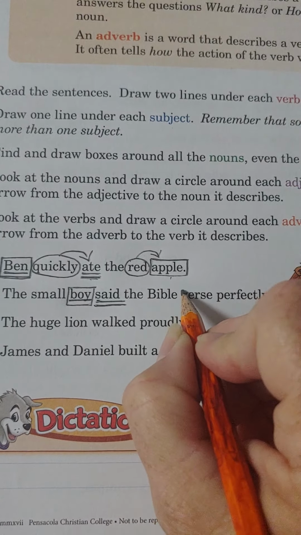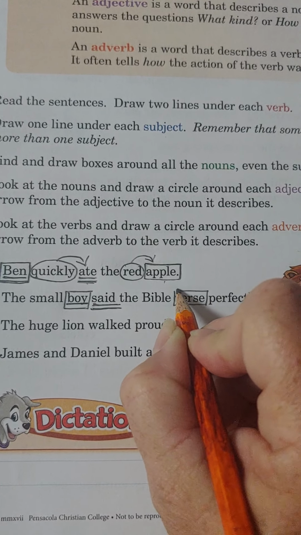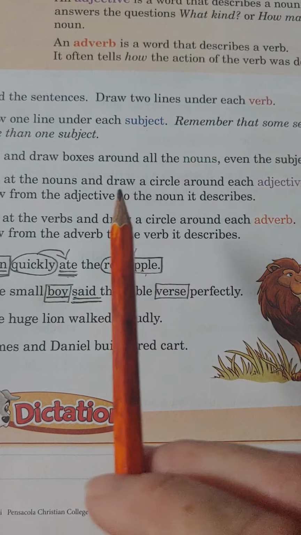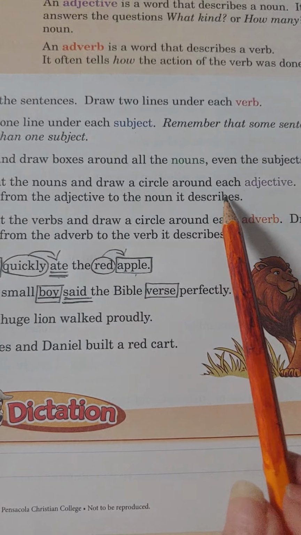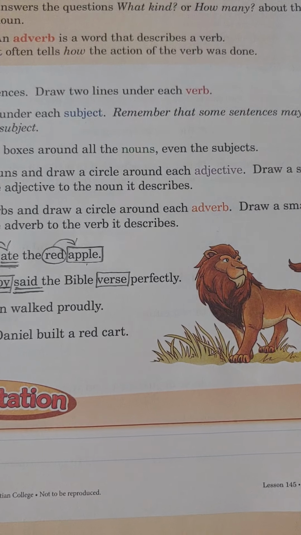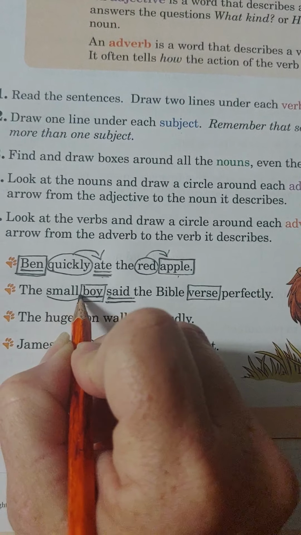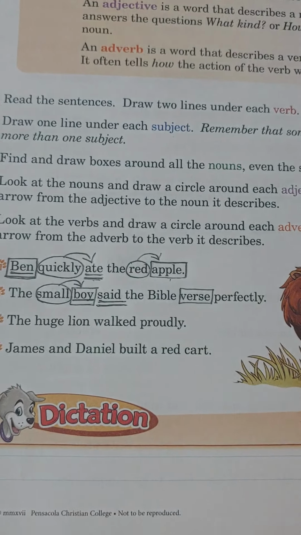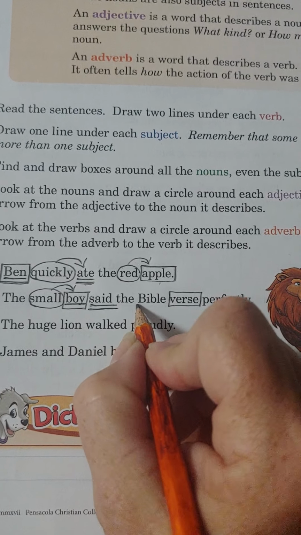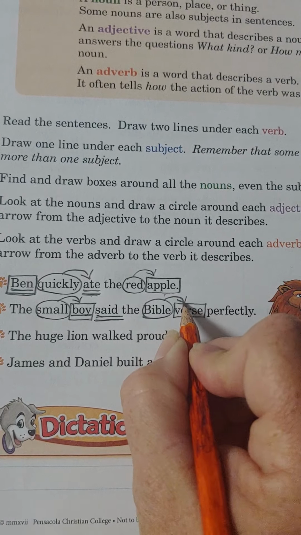Actually, verse is also a noun. Okay? And then let's look back at what we're doing. We're on number 4. Look at the nouns. Draw a circle around each adjective. Okay, so we have a small boy, right? Small describes the boy. It's a Bible verse, so that's going to describe the verse.